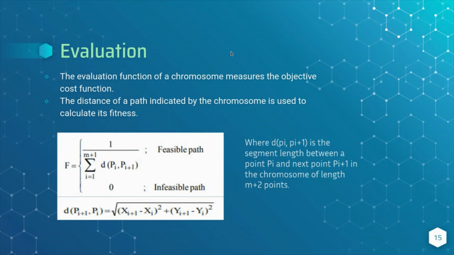The evaluation function of a chromosome measures the objective cost function. To evaluate the quality of each potential solution, a fitness function is used. Here the fitness function uses the distance of the path indicated by the chromosome. It is inversely proportional to the segment length between the points.